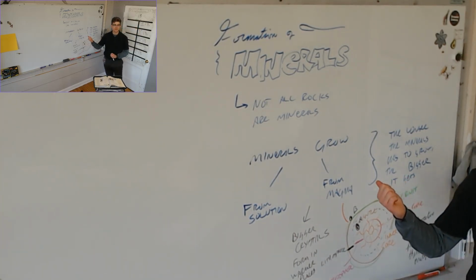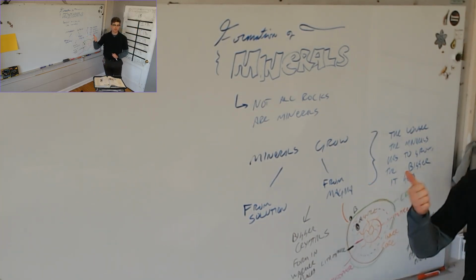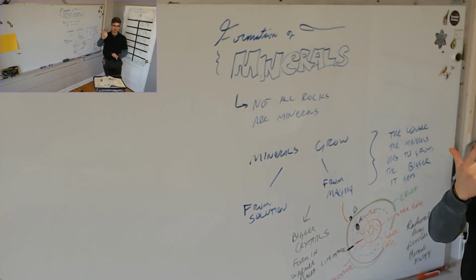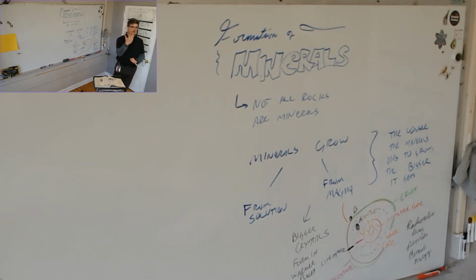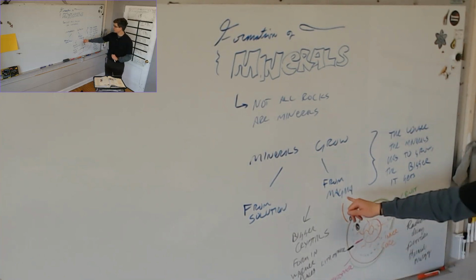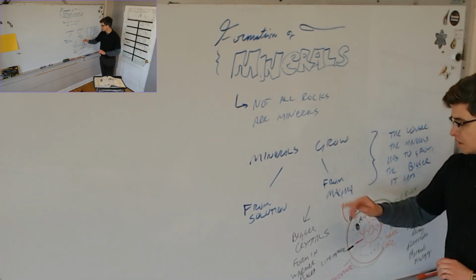Do you know what it means to be a mineral? Yeah, we talked about that. It has to be naturally occurring, abiogenic, have a crystal structure, and a specific chemical composition. Then, how do minerals form? Well, they form from solution or from magma.